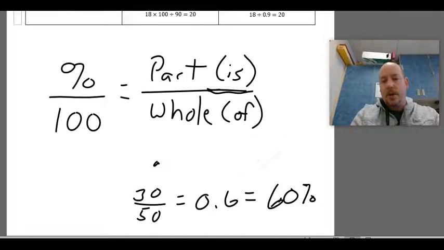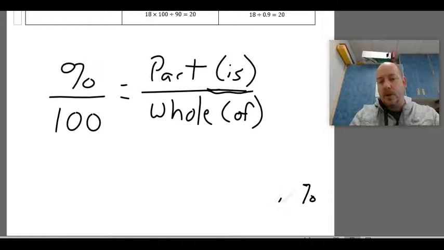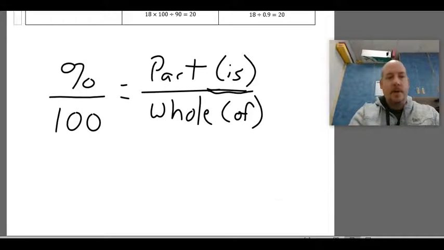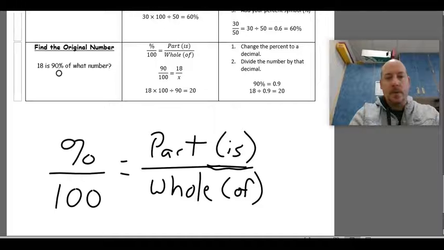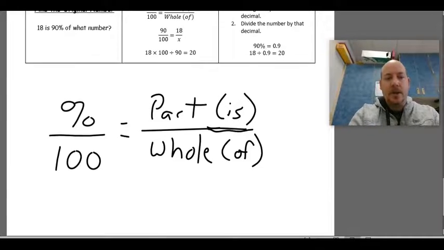And then our third type we're going to look at is find the original. So I know a percent, I know the part, I'm trying to figure out the whole. Okay, 18 is 90% of what number?